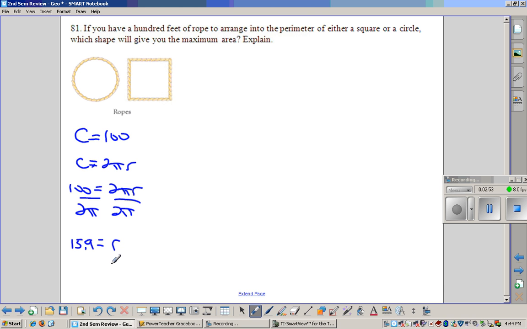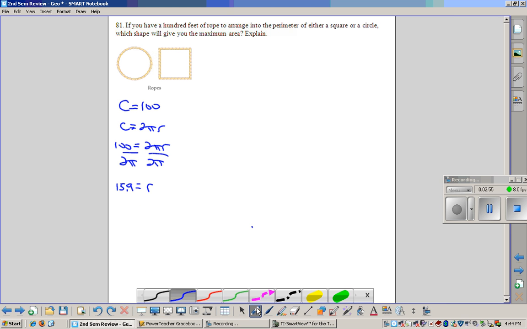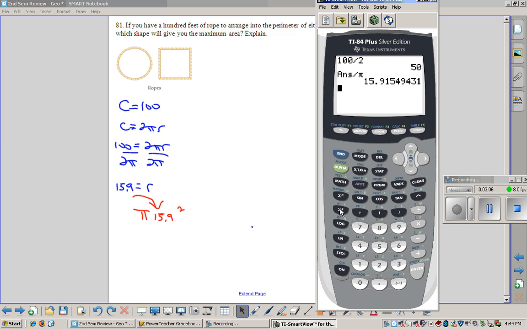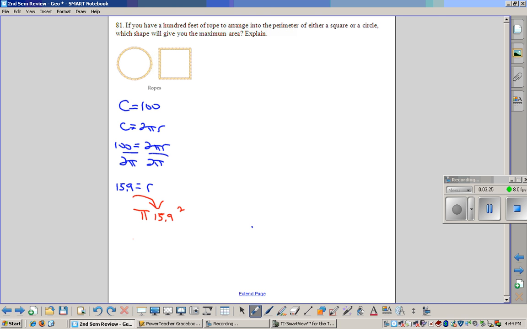Okay, now that has to go into an area formula for a circle. Pi times 15.9 squared. So we'll square that and multiply by pi. Whoops, sorry. 253 times pi. So we get about 794. Okay, that's the area of the circle.